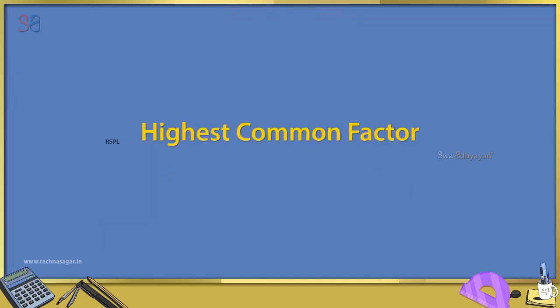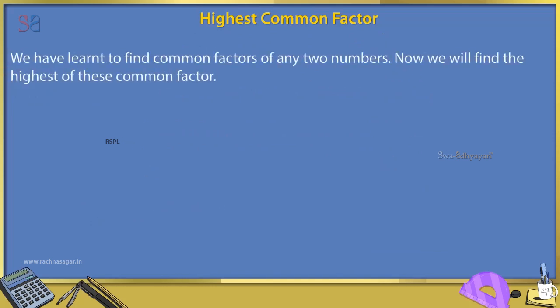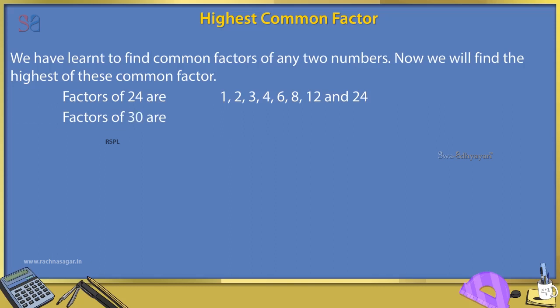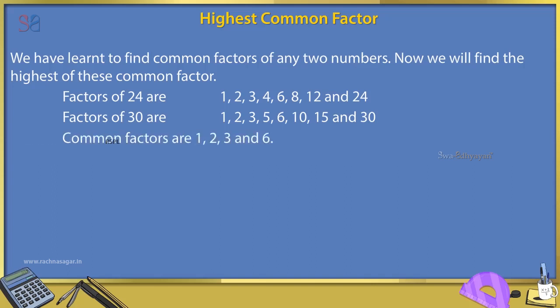Highest common factor. We have learnt to find common factors of any two numbers. Now, we will find the highest of these common factor. Factors of 24 are 1, 2, 3, 4, 6, 8, 12 and 24. Factors of 30 are 1, 2, 3, 5, 6, 10, 15 and 30. Common factors are 1, 2, 3 and 6. Highest common factor is 6.